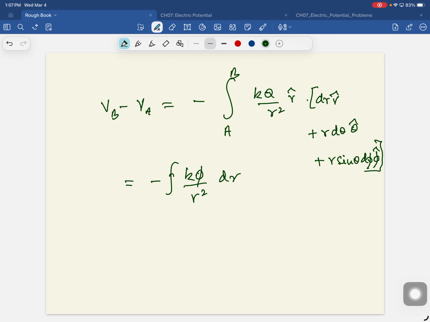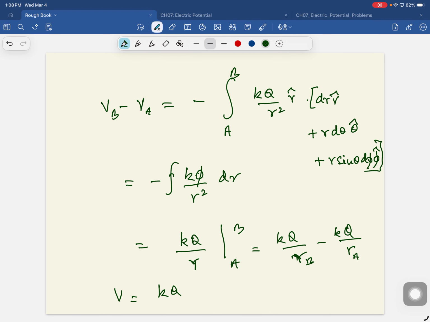And now this integral is easy to do. Even I can do this. And that's equal to kQ by r, from the initial to the final point, A to B. So this is kQ over r_B minus kQ over r_A. So the potential is kQ over r.